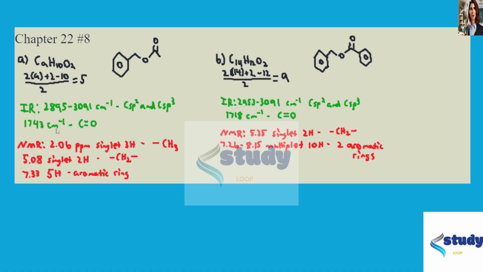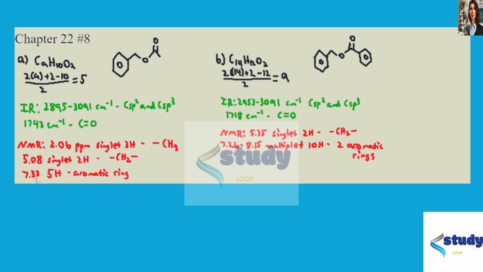The second piece of IR data, 1743 wave number, is a carbonyl carbon-oxygen stretch of some kind. So, so far, everything that we're seeing points to an aromatic ring and a carbonyl somewhere in the molecule.